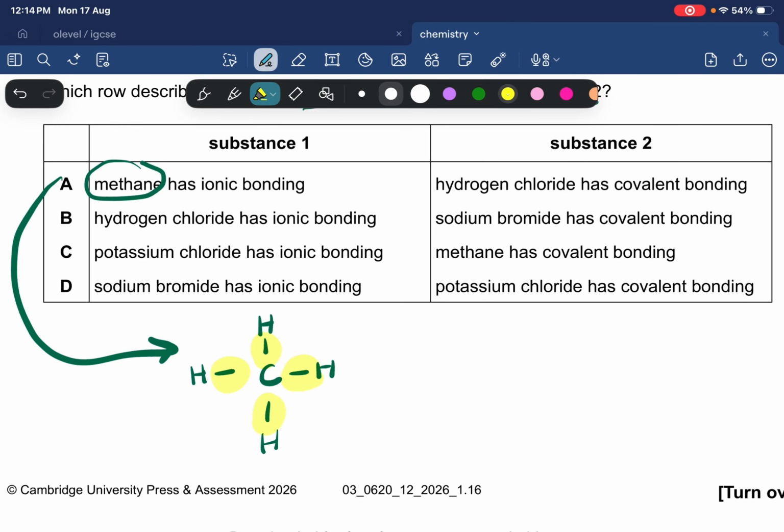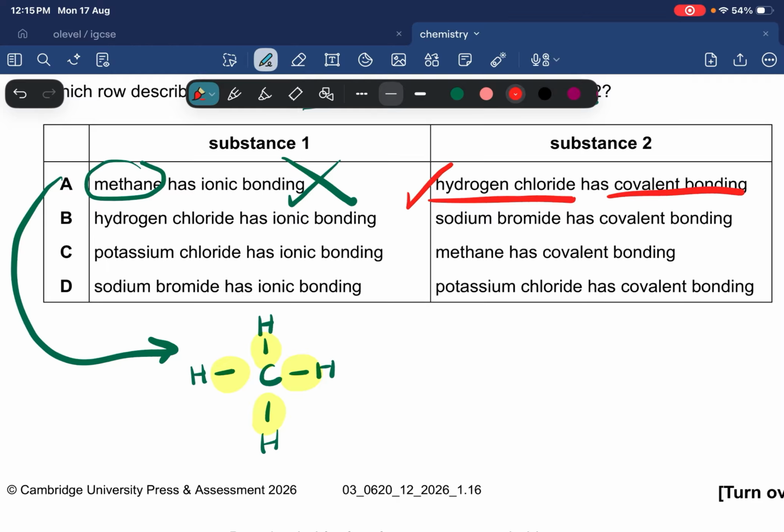They always form covalent bonds because no one has the capacity to take electrons from the other. They have to share. It's their necessity to share. They cannot take away. So cross. Ionic bond means full transfer of electrons. In ionic, you cannot share. Hydrogen chloride has covalent bonding.